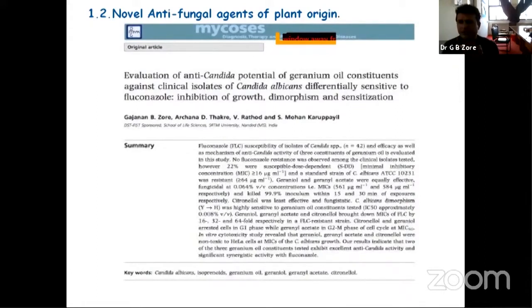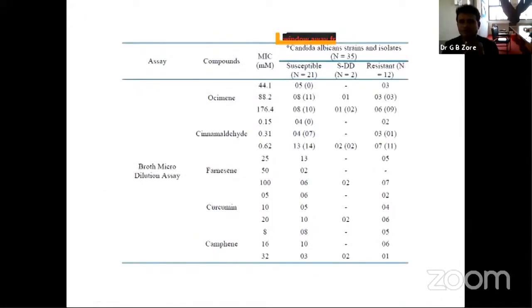And these are the data of some of the molecules. So we have determined MIC. MIC is nothing but the minimum inhibitory concentration of that particular plant molecule against the growth of that particular pathogen. And you can see there is differential efficacy exhibited by these compounds. It is not only ocimene, cinnamaldehyde, farnesene, curcumin, and camphene. We have tested several other molecules. This is just a representative slide.